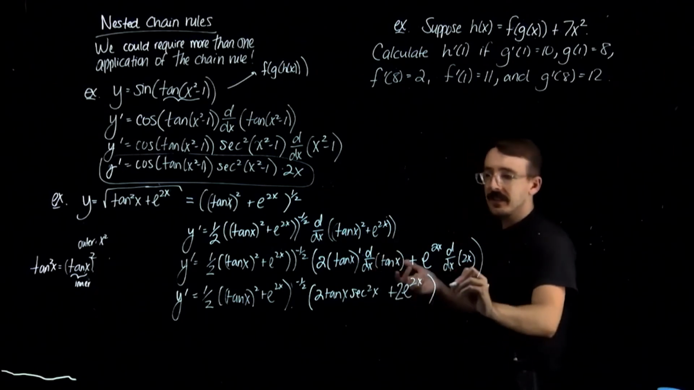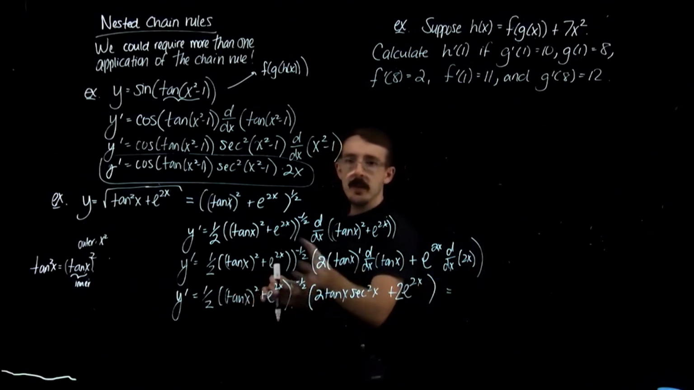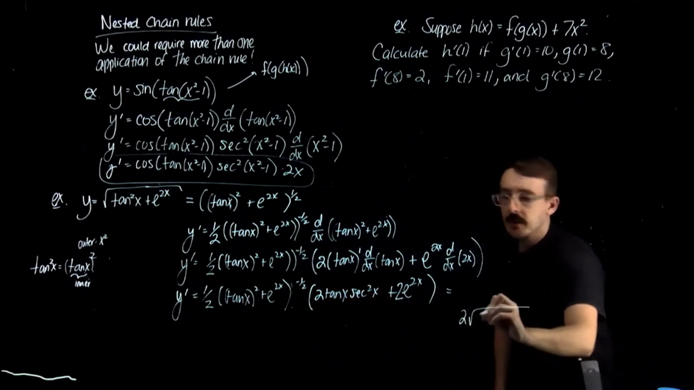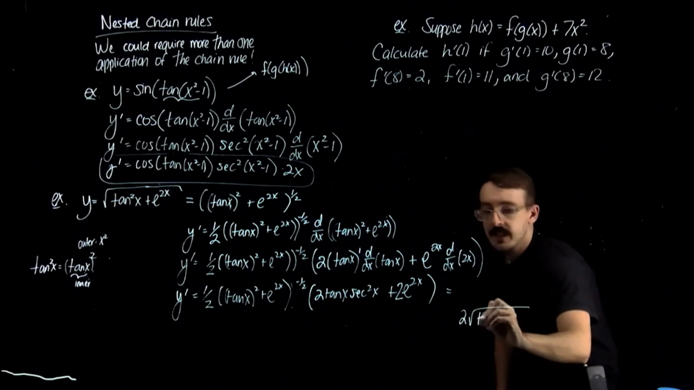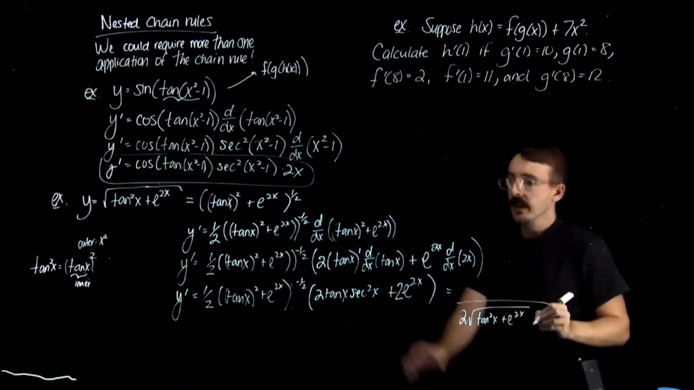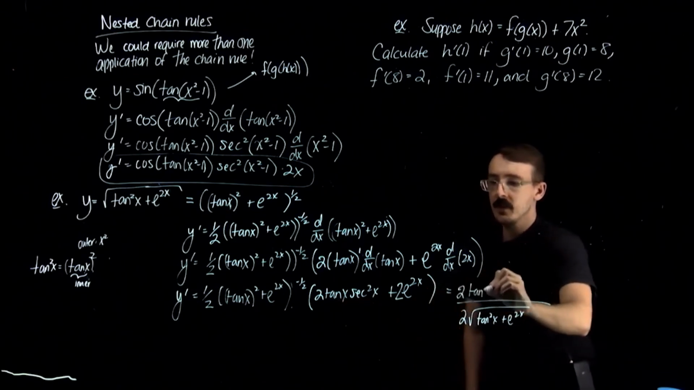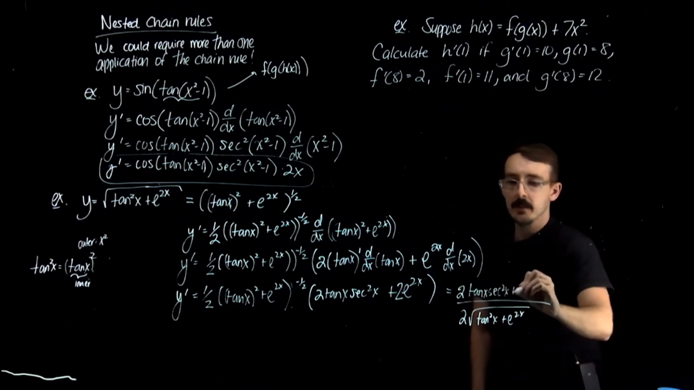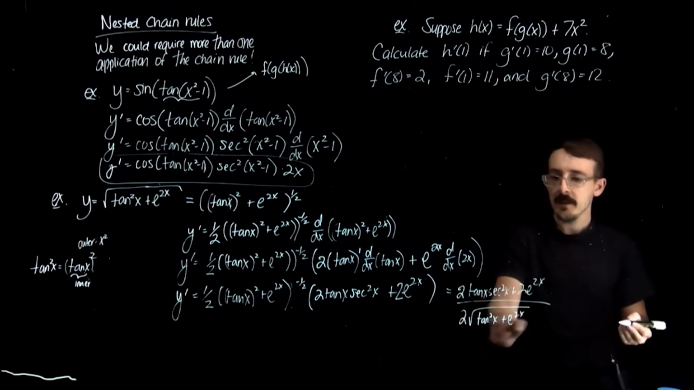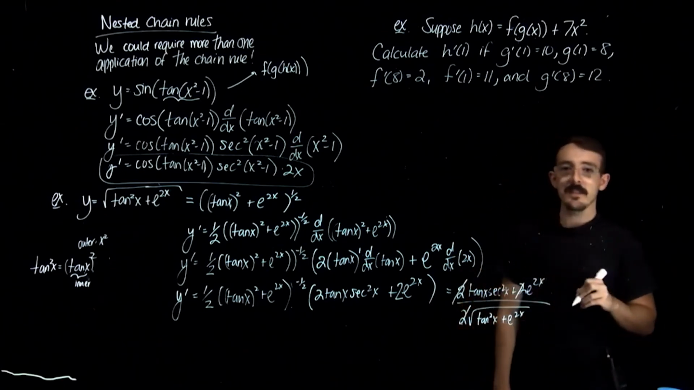OK, and if I wanted to write that a little nicer, this whole thing right here is to the negative 1/2 power. So I could bring that to the denominator. And this looks like 2 radical, and I have tangent squared x plus e to the 2x. And then this piece right here remains in the numerator, 2 tangent x secant squared x plus 2e to the 2x. You could also notice that every single term has a 2, so I don't even really need the 2 there either. I can just leave it like that.